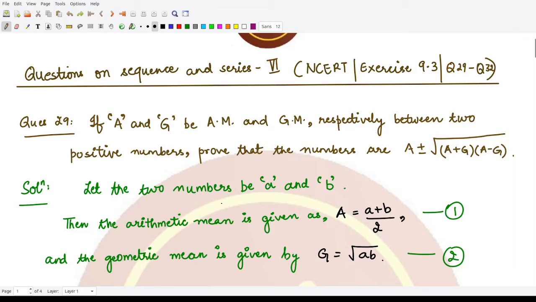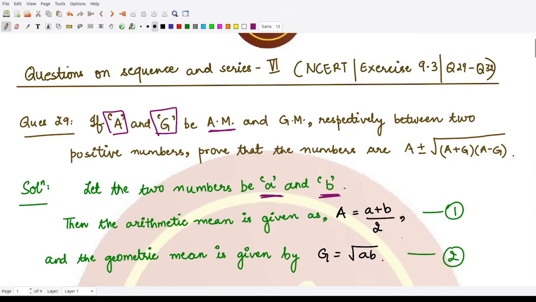So let's first of all assume that the two numbers are small a and small b. Now we are given that capital A is the arithmetic mean of those two numbers. So by the formula of arithmetic mean, we have capital A is equal to small a plus small b divided by 2. Let's mark this as equation number 1. And moreover, the geometric mean between these two numbers small a and small b is given to be capital G. So by the formula of geometric mean, we have G is equal to the square root of ab. Let's mark this as equation 2.